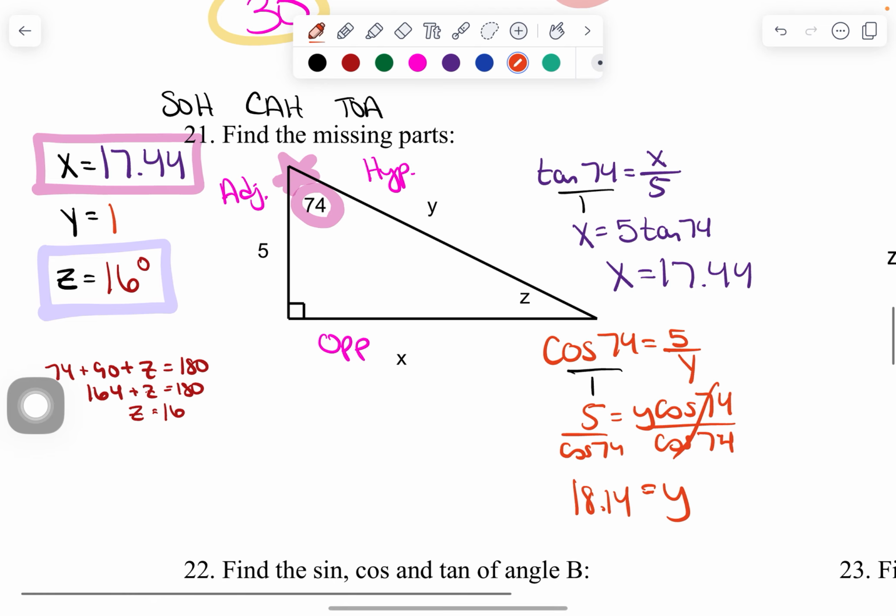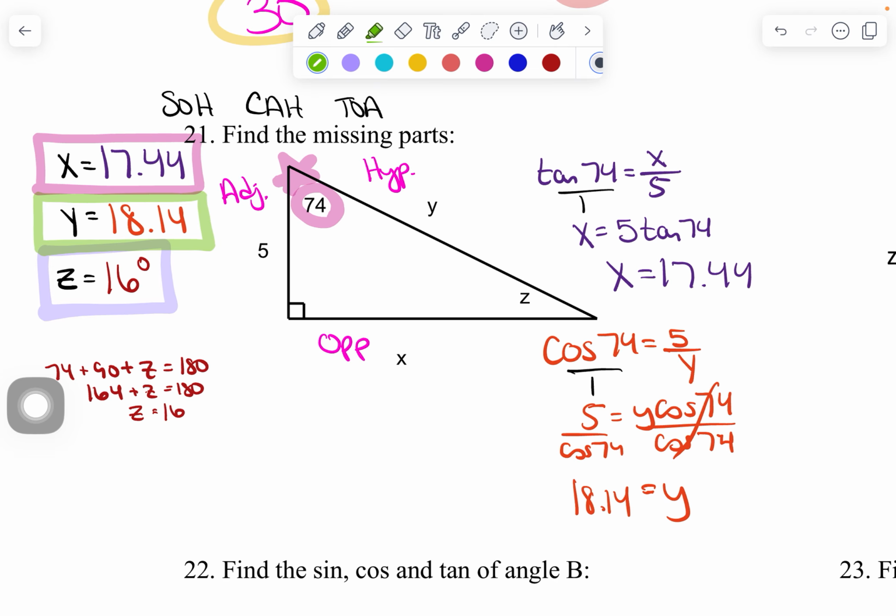All right, so Y is equal to 18.14. Again, that is a length. It's not any kind of degree or anything like that. So I was asking you for 3 things, X, Y, and Z. We have found those 3 things.